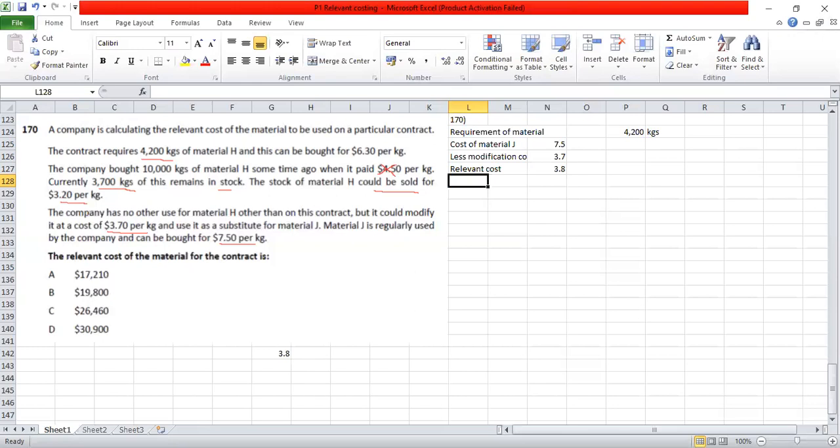There are two different materials. Material H is available with them. Material J could be purchased. Material J can be modified, and the relevant cost of material J will be 3.80. But they already have one stock of material H, which could be bought at 6.30. That is an alternative which is available with them. So the choice is between H and J.